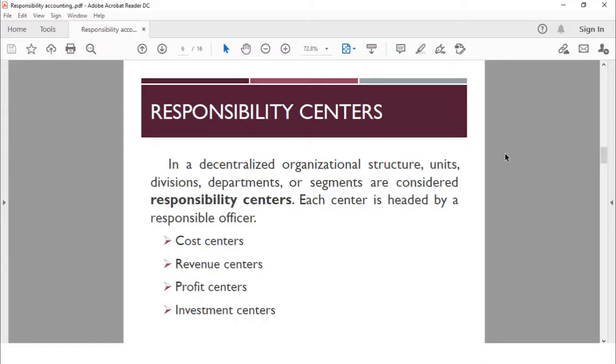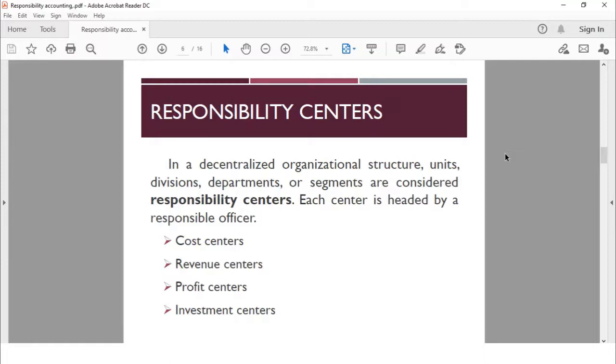Now, when we say profit centers, these are centers that have control over both the revenue and the costs. So, meaning a profit center is a department or a segment that is incurring cost and is able to generate income. So, these centers differ depending on how the organization structures its company.